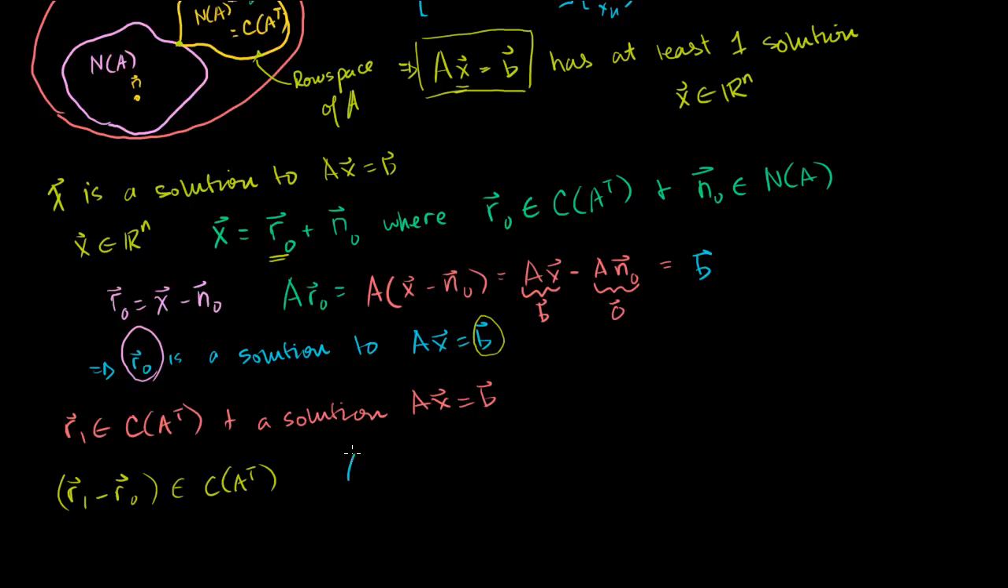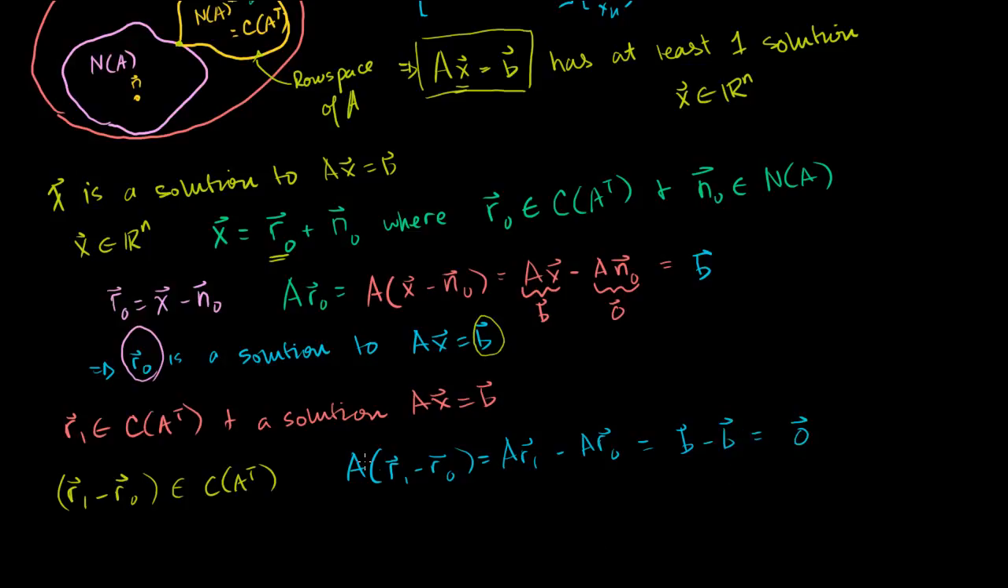So if I take A times r1 minus r0, what do I get? I get A times r1 minus A times r0. We already figured out, or for r1 we assumed, that it is a solution to Ax is equal to b. And r0, we already found out, is a solution to Ax is equal to b. So either of these, when you multiply them by A, equals b. So this equals b, and that equals b. So you get b minus b, which is the 0 vector.